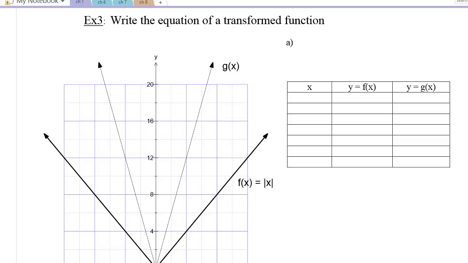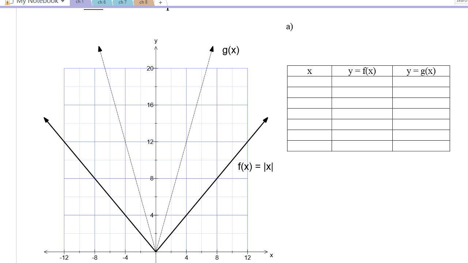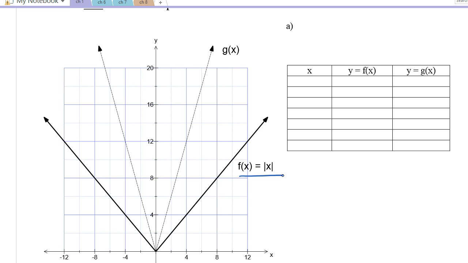Okay, so let's finish up this second lesson of chapter 1, and we are at example number 3, and we're asked to write the equation of a transformed function. So here's our parent function. This is the one that we're starting with, one that we should be fairly familiar with, and now we're wondering what g of x is going to be, and we're going to define this in terms of f of x.